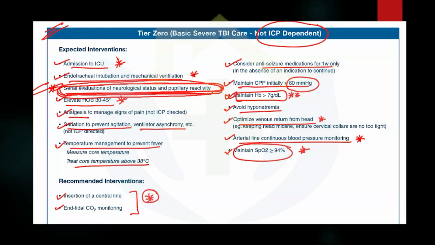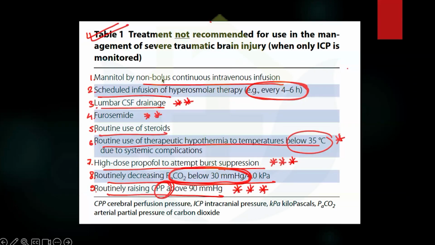What are the things which are not to be done? Not to be done is giving mannitol as a non-bolus continuous infusion, scheduled hyperosmolar therapy, or giving it round the clock just like that, 4 to 6 hours a day. Lumbar CSF drainage is absolutely contraindicated. This can cause cerebral herniation. Or giving Lasix or furosemide.